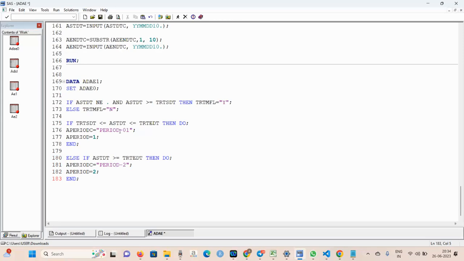So what happens if the adverse event happens before the treatment started? No, after the treatment started, in between the treatment start and treatment end, that would be considered period 1. And if it is after the treatment ended, that would be period 2 as per our clinical study. Yeah, it's confusing, right? But I'll explain in 1 second.